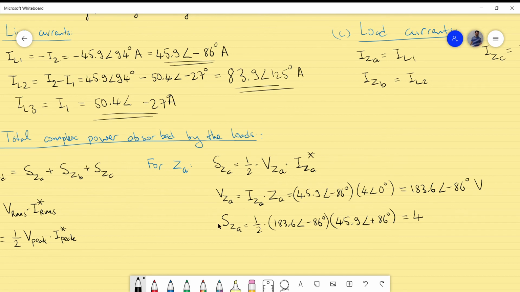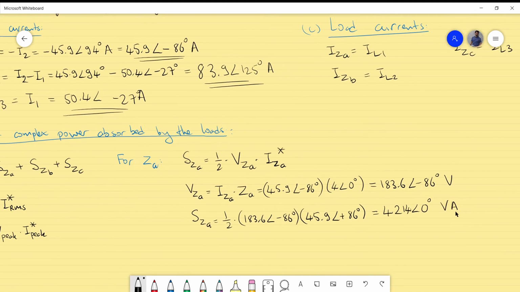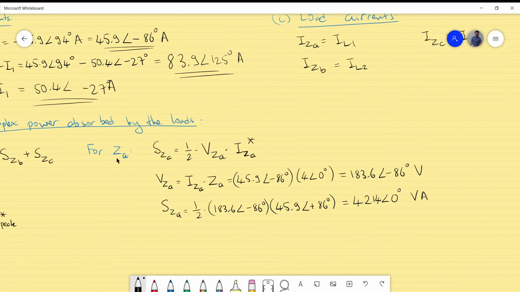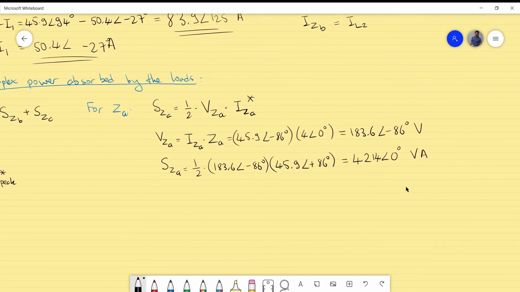That's of course understandable because we have a real component here, so it's a pure ohmic system, and you will do half times 183.6 times 45.9. That will be the amplitude here. So I will have the following: 4,214 and a phase orientation of 0 degrees, and I will just denote this by VA, but it's also just watts. Now in a similar form I will do that for ZB and also for ZC, so let's move on.